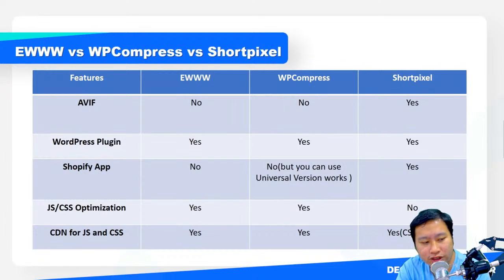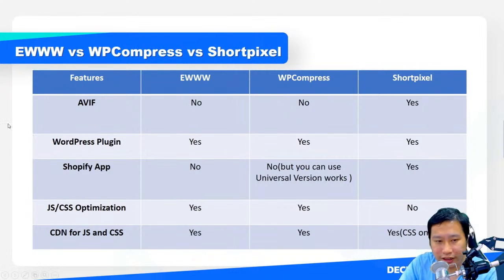And then for CDN, for JavaScript and CSS, with EU and WP Compress, they can serve these files through their CDN as well. Short Pixel only serves CSS through their CDN, right?